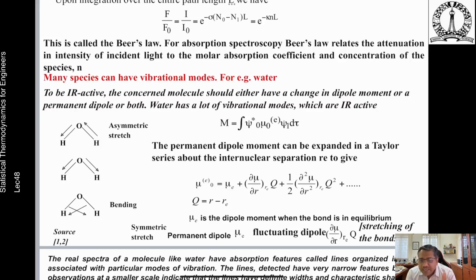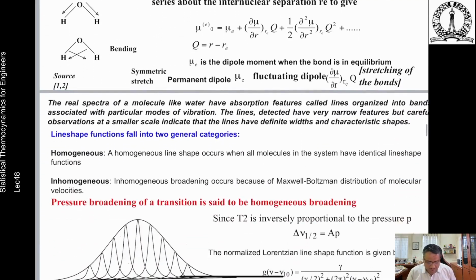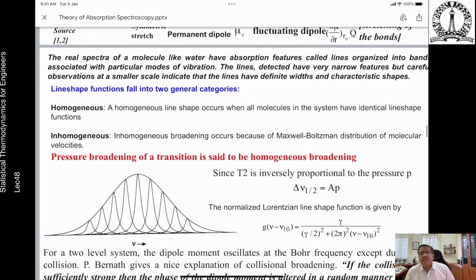And mu E is the dipole moment when the bond is in equilibrium. So there is a permanent dipole, and then there is a fluctuating dipole because of the stretching of the bonds, right? This can be an axisymmetric stretch, as you can see over there, or a symmetric stretch, or some kind of bending of the molecule. So the real spectra of water has absorption features, lines organized into bands, associated with particular modes of vibration.